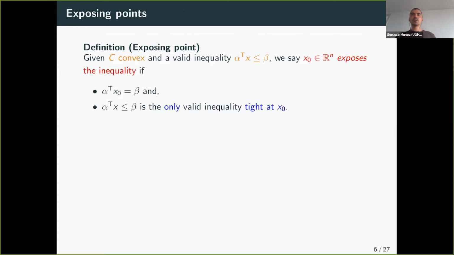So what we're going to do is define an exposing point for an inequality. We take a convex set C and a valid inequality for that convex set, which I'm going to term a transpose x less than or equal to beta. And I'm going to say that a point x0 exposes this inequality if the inequality is tight at x0, and that inequality is the only tight inequality at that point.